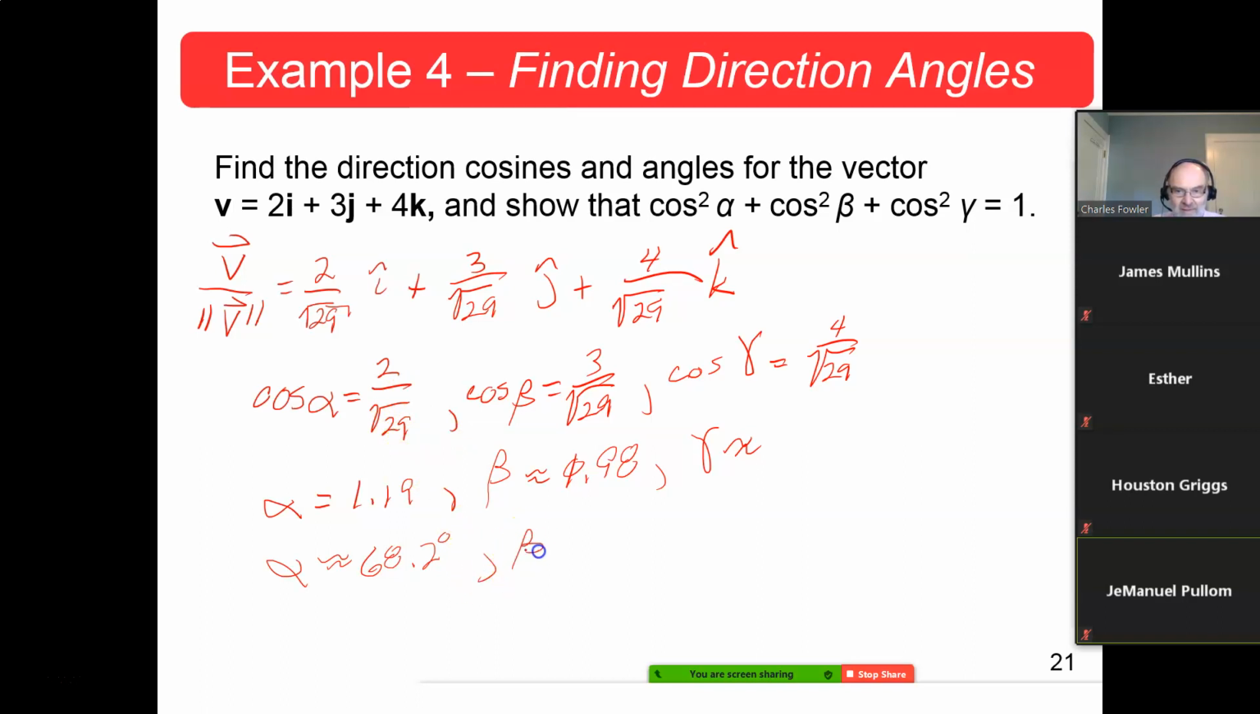Beta is approximately equal to 56. I'm just going to leave it about 56 degrees. And gamma is approximately equal to, I could have just done this up there, 4 divided by root 29, equal, and do an inverse cosine of that, and I get about 42 degrees.